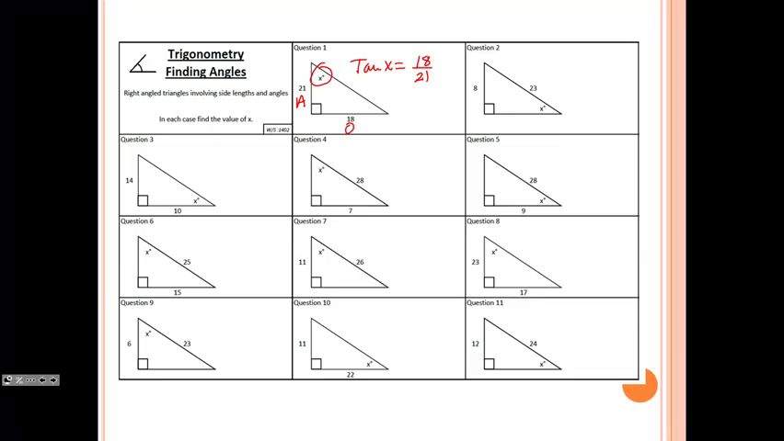So in your calculator, hit shift or second tangent, and then type in 18 divided by 21. We're going to round to the nearest tenth. So this is going to give me x equals 40.6 degrees. That's how big that angle is.